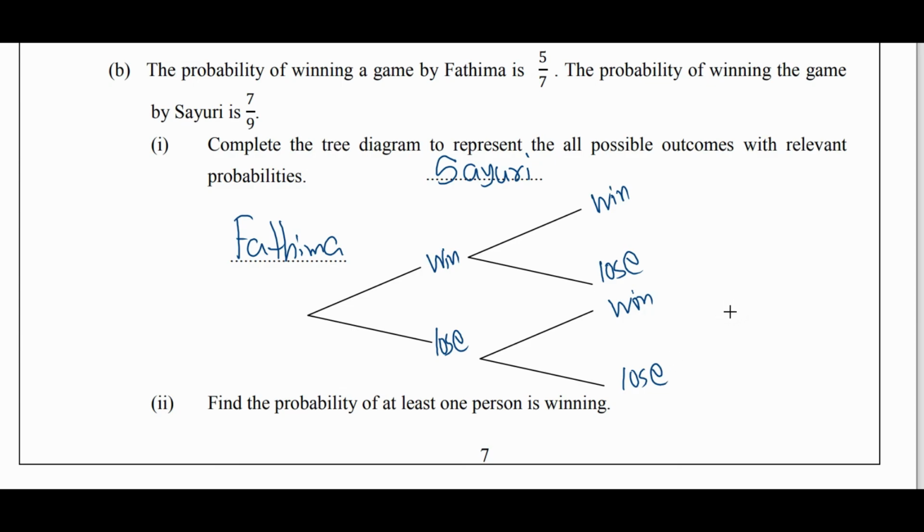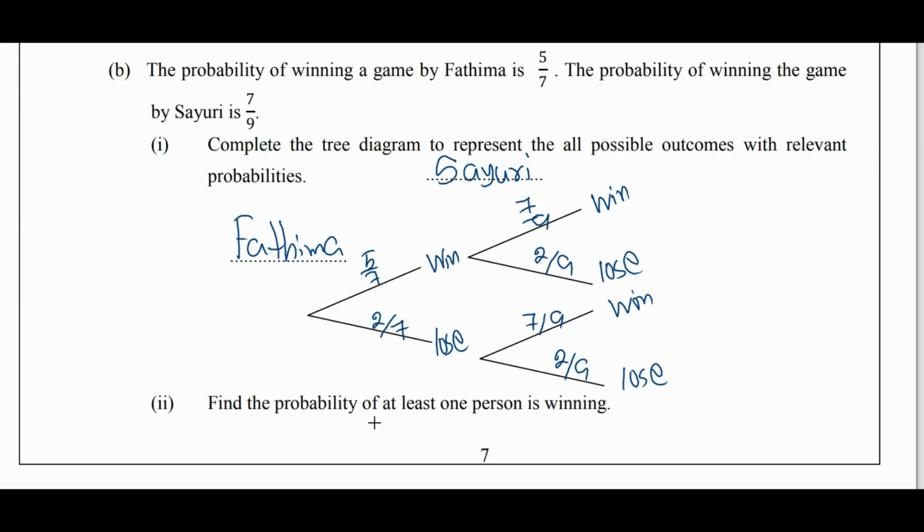Then get the probabilities. The winning probability of Fatima is 5 out of 7. That means Fatima has 2 out of 7 to lose. The winning probability of Sayuri is 7 out of 9. That means she has the losing probability of 2 out of 9. This is also the same probability because this also belongs to Sayuri. This is the complete tree diagram. Then find the probability that at least one person is winning.